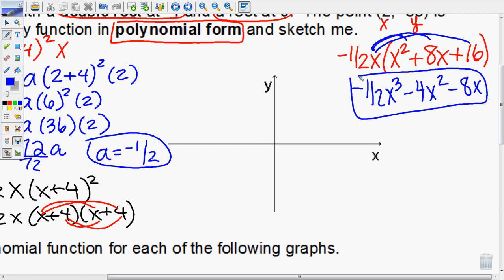How do you check it? You could take 2 and plug it in and see if you get negative 36. And if I get negative 36, then I know I did it right. I can also check it with my factors. If I take negative 4 and plug it in and I get 0, then I know I did it right. Or if I take 0 and plug it in and I get 0, then I know I did it right. So there's various ways that you can check it. Main thing is taking your 3 points and plugging them in.